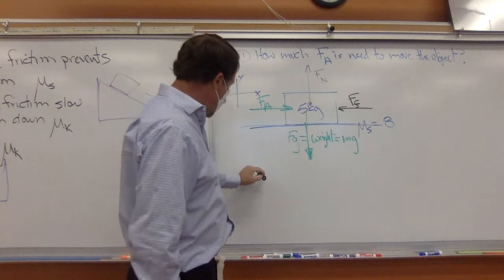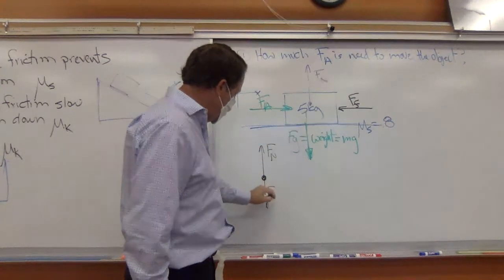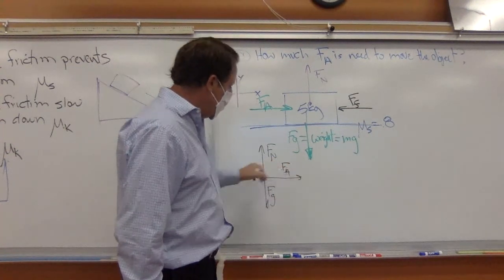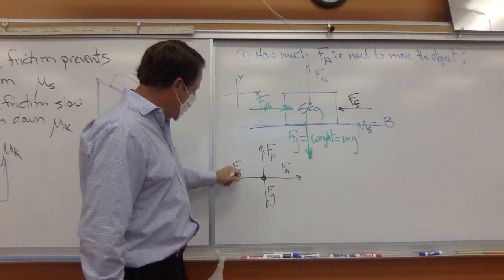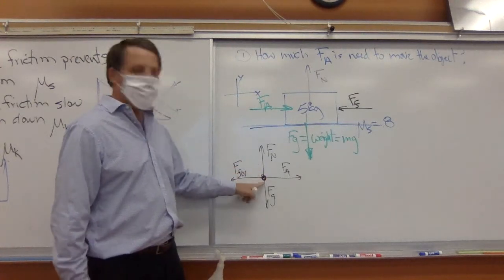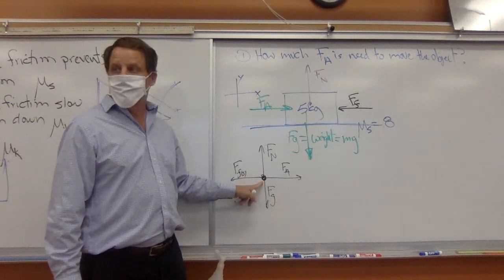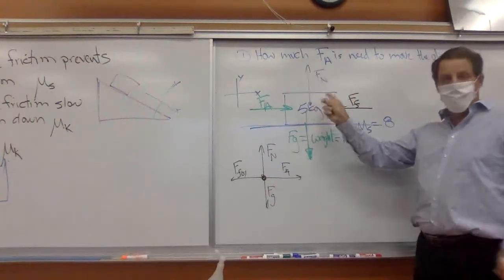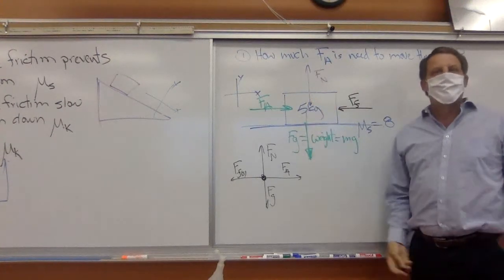Okay. So now we're going to draw all of our arrows. We're going to have the normal force going up, the force of gravity going down, the force applied going to the right, and the force of friction, static, going to the left. So all of the arrows are emanating from the mass. Okay. Now, we can certainly transfer this and put it right on top of our picture there.